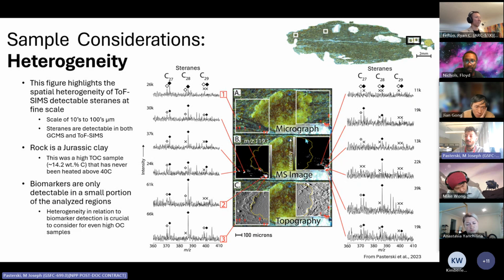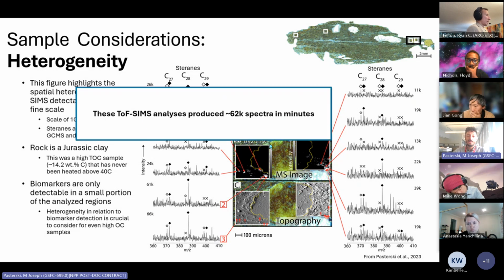So when you're talking scale of heterogeneity, it doesn't go just from planetary to regional to hand sample size. It goes from hand sample size to a micron away, you can have a detectable biomarker, and then 1 micron from that or 10 microns from that no longer have that kind of biomarker detectable. So something to consider. The other thing I want to point out is that from these data sets, we can produce in TOF-SIMS, in this commercial instrument, upwards of 62,000 mass spectra in a few minutes. So the ability to produce the data from these instruments is there.